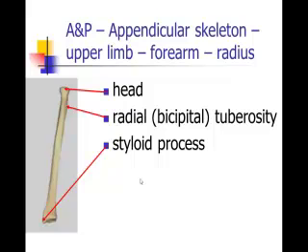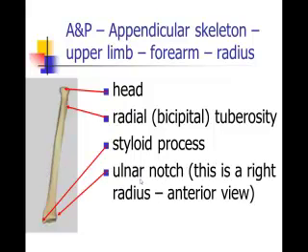Styloid process is going to be lateral. It's down near your thumb. And we have the ulnar notch. And the ulnar notch is where the head of the ulna articulates at the distal end of the forearm. That actually is a joint that allows for pivoting and rotation of the radius around the ulna.